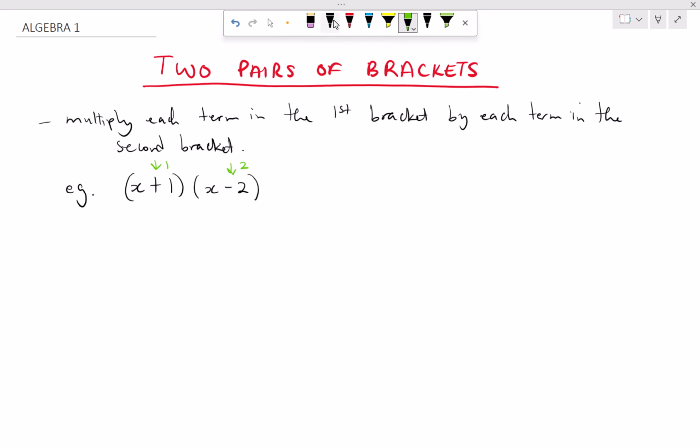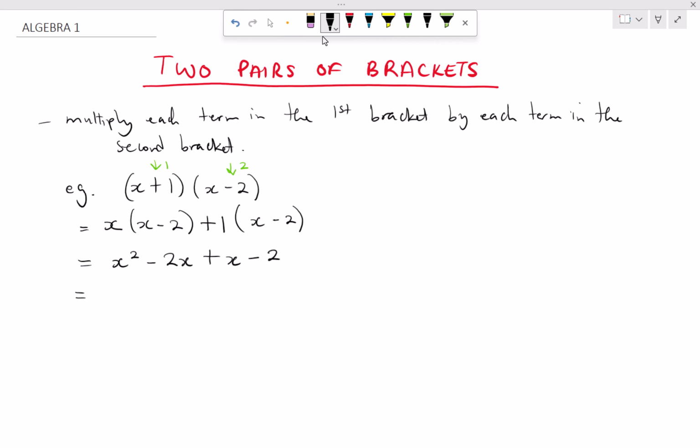So bracket number 1 is going to multiply everything in bracket number 2. All right, so we do it like this. We take x, which is the first one here, and we multiply it by everything in bracket number 2. And we take plus 1 and we multiply it by everything in bracket number 2. So we have x times x, that becomes x squared, x times negative 2, that becomes negative 2x, plus 1 times x, that's x, plus 1 times minus 2, that's minus 2.